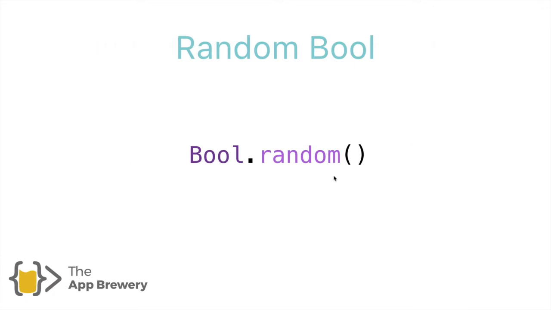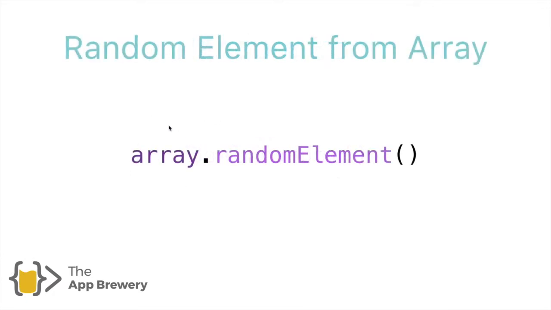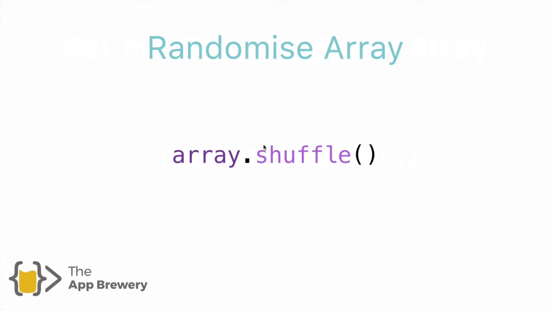Now, we saw in the last lesson that we can get hold of a random element from an array by asking for a random element from our array. But you can also use a shuffle method so that the items in the array change their positions in the array completely randomly. And we're going to be using this in a later lesson as well.